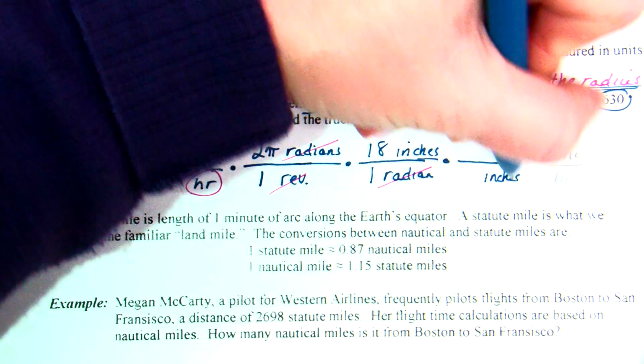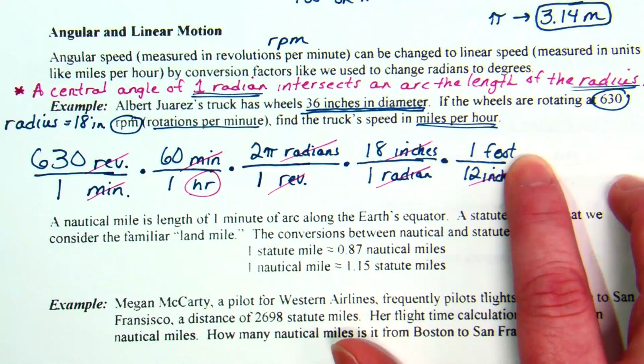What do we know about feet? Okay, 1 mile is 5,280 feet. If feet is on top right now, where do I put feet so it will cancel? On bottom, which means miles will go on top. 1 mile, 5,280 feet. And what cancels here? Feet. What remains? Miles per hour. Did we make it? We got our labels.